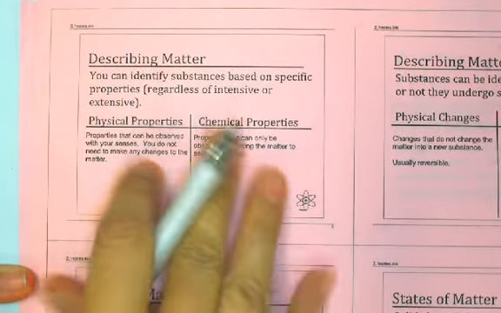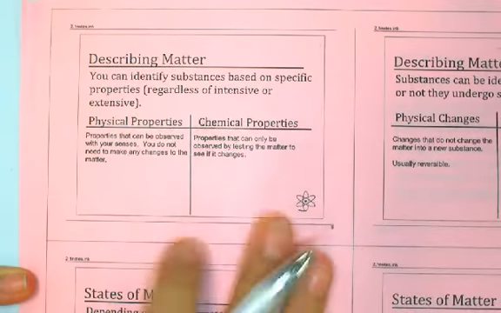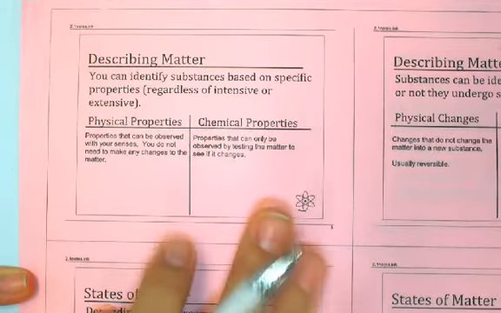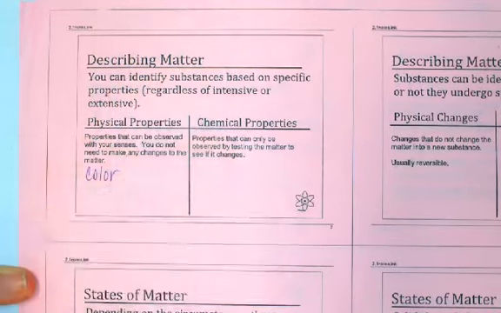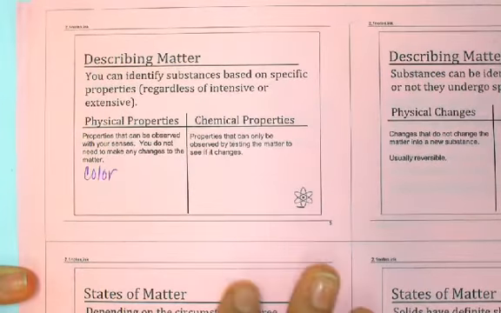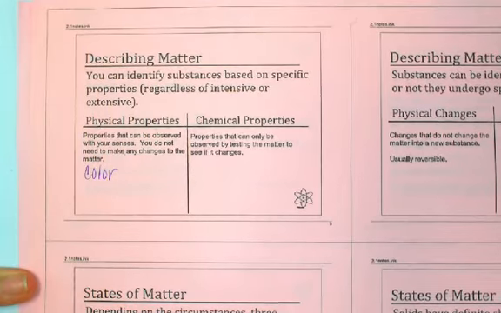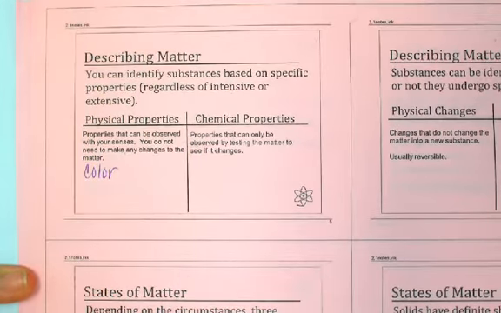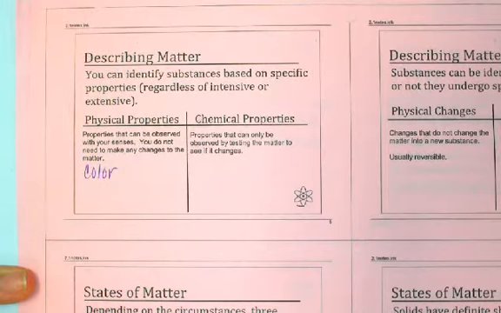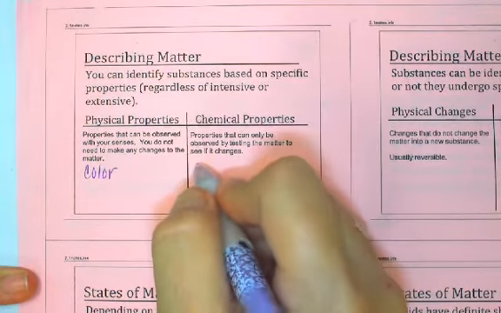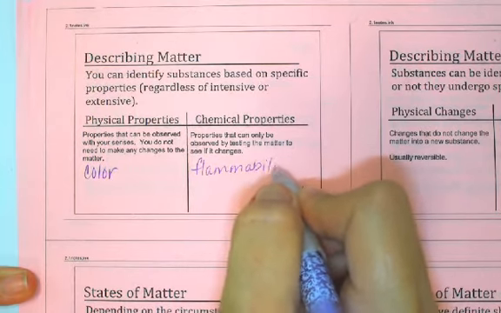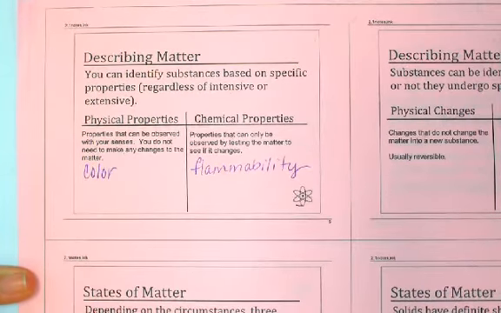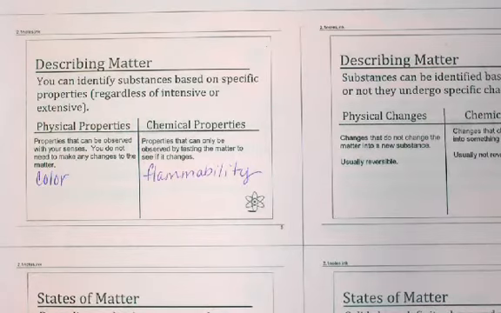So a physical property, this sheet of paper is pink. Do I need to change it to tell me that it's pink? No. So color is a physical property. Is this paper flammable? You would have no way of knowing unless you actually tried to light it on fire. So chemical property would be considered flammability, because they would actually have to do that thing to prove whether or not it is flammable.